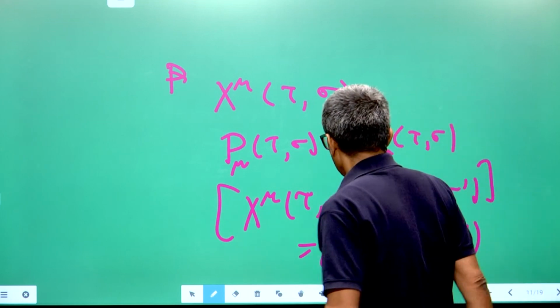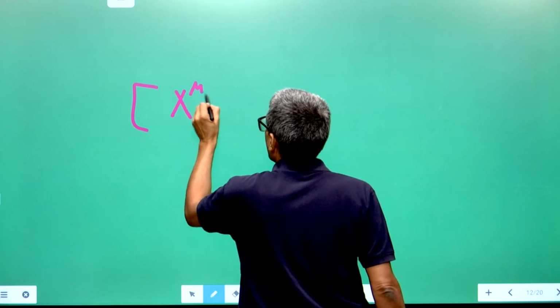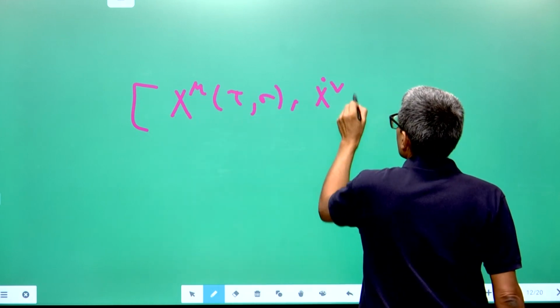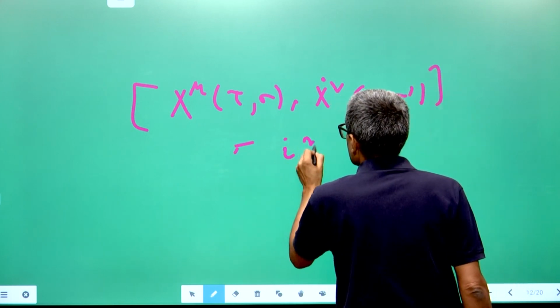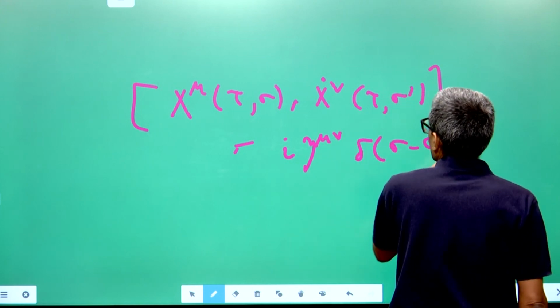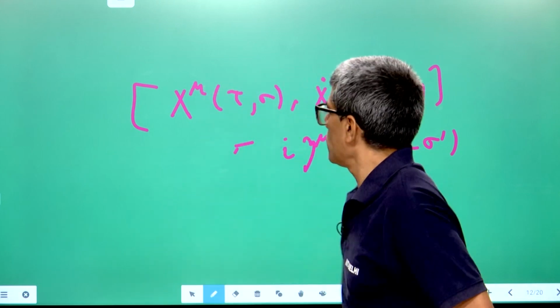These are the bosonic commutation relations, which can also be written as the commutator of x mu of tau sigma and x nu dot of tau sigma dash equal to i times eta mu nu delta of sigma minus sigma dash. These are the fundamental commutation relations for the bosonic string.